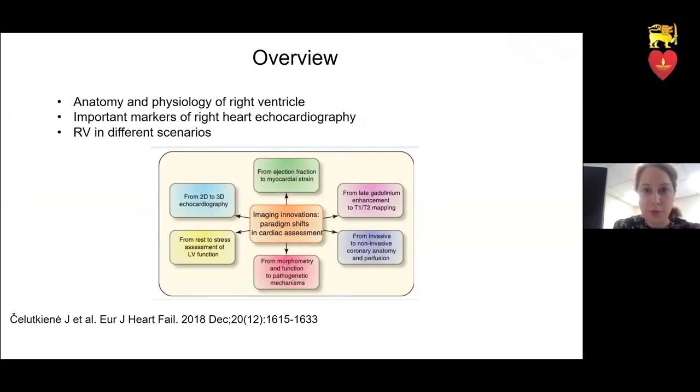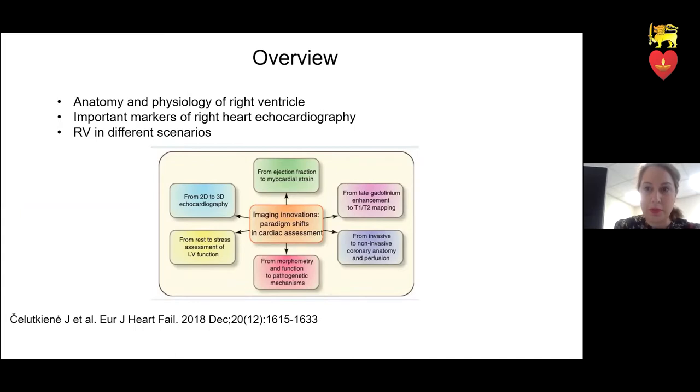And I would like to start this lecture with the overview. The most important thing when we are looking at the echo of the right heart, which is my favorite topic, is to understand the basics. So starting from the anatomy and physiology of the right heart, also then to understand the important markers of right heart echocardiography. I will separate these markers into prognostic, that have a prognostic importance for the right heart, even when it comes to pulmonary hypertension or after surgery, and also diagnostic, so that they have a different sense of importance for us.